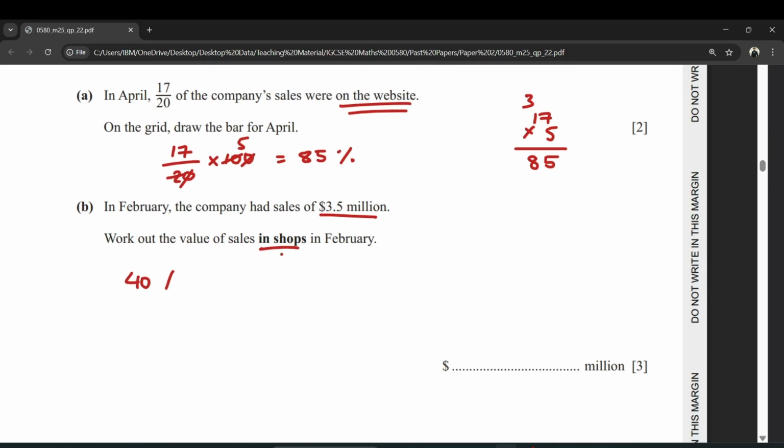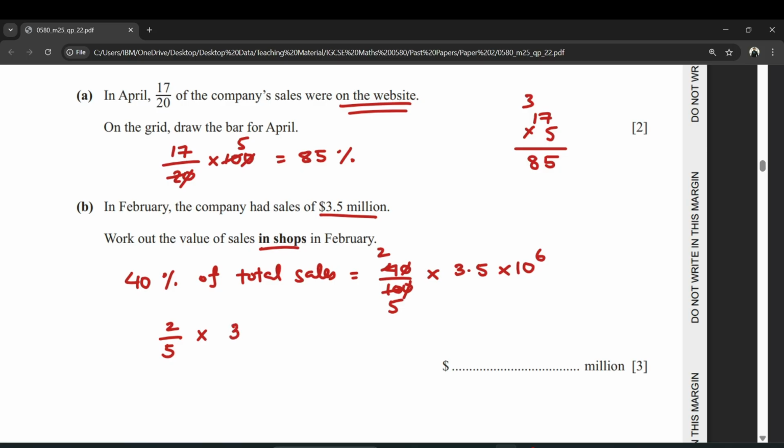So 40% of total sales equals 40 upon 100 multiplied by 3.5 million. So 3.5 million is 10 to the power of 6. Okay, so if I cancel this, this becomes 2, this becomes 5. Okay, now what we can do here is, so if I write it over here, 2 upon 5 multiplied. Now definitely what I can see here is that 5 and 3.5, I cannot divide them directly. If only I can take this one decimal point to the right hand side, that would make my life easier, isn't it? I can write this 35, and this becomes 10 to the power of 5, because now one decimal point has been shifted. Okay, now I can cancel this.